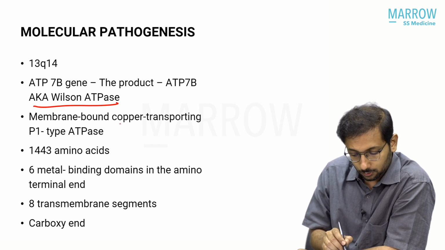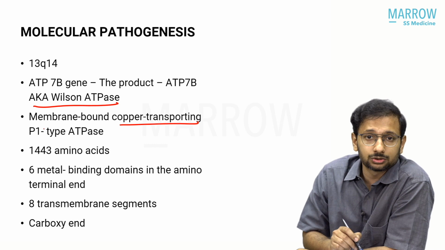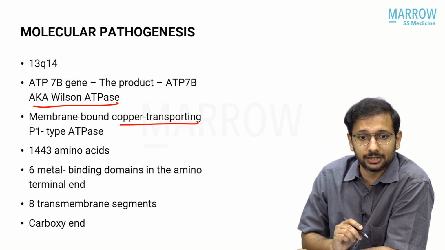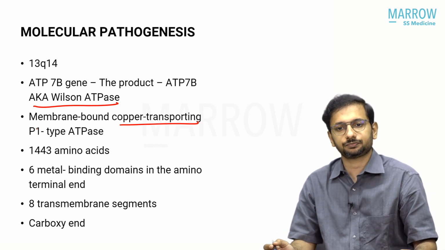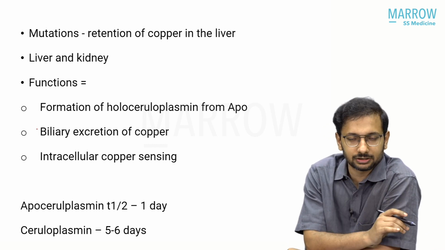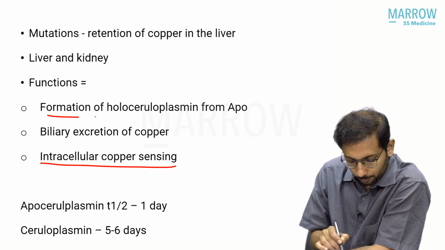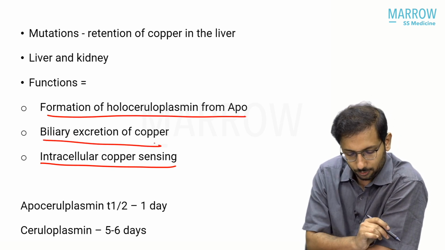It is a membrane bound copper transporting P1 ATPase. It has got 1443 amino acids. Like I said, it has got 6 metal binding domains and 8 transmembrane segments along with a carboxy end. Now, what is the function of this Wilson's ATPase? There are 3 main functions of Wilson's ATPase. One is the sensing of intracellular copper, formation of apoceruloplasmin to holoceruloplasmin, and biliary excretion of copper.